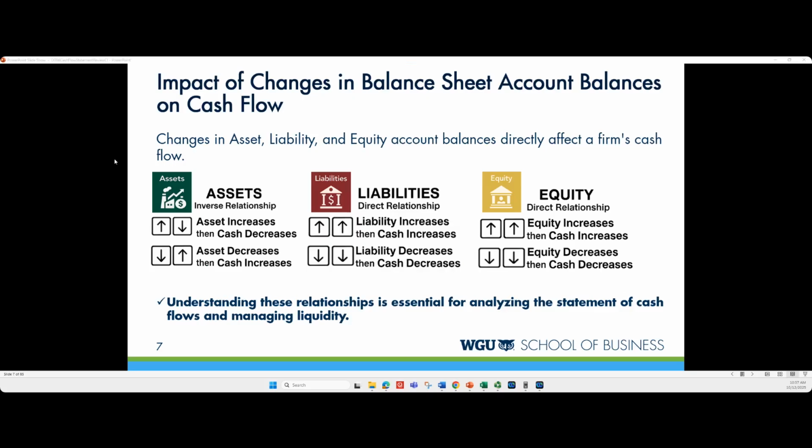On the other side of the balance sheet, we have direct relationships between account balance changes and the impact on cash. So when a liability account increases in value, then cash also increases. An example, if the firm were to issue bonds, well, that's going to generate cash for the firm when they sell the bonds. Cash is going to increase.